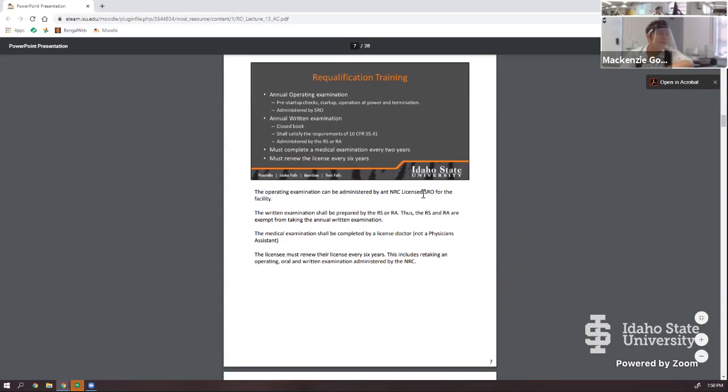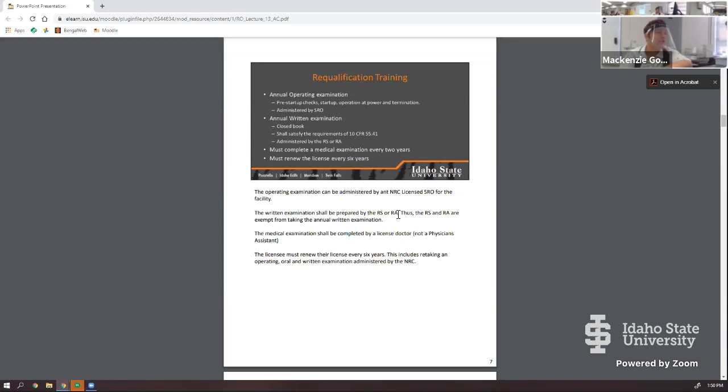The NRC SRO will do the annual facility exam prepared by a reactor supervisor or reactor administrator. As they prepare them, reactor supervisor and reactor administrator don't have to take them, okay? Can't use a PA, has to be a licensed doctor. Should have said that on your form, right? And then you have to go get and redo the whole oral, written, and operating test by an NRC examiner every 6 years.